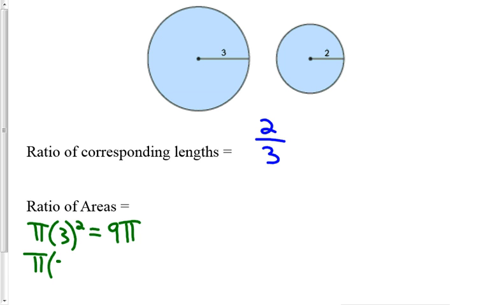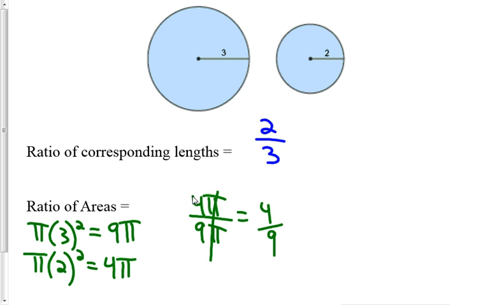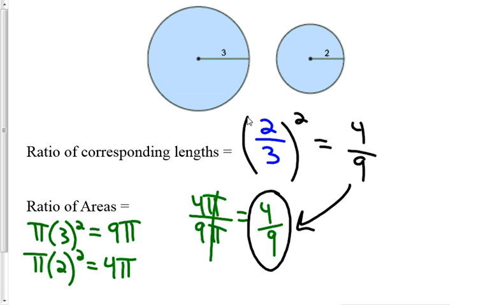We have pi times the radius squared for the small circle. That will give us 4 pi. Take the smaller area over the larger area. Of course, the pi's are going to cancel out and leave us with 4/9. We see the same thing happening here. Because if we take the ratio of the lengths and we square it, 2 squared is 4, 3 squared is 9. We end up getting the ratio of the areas.